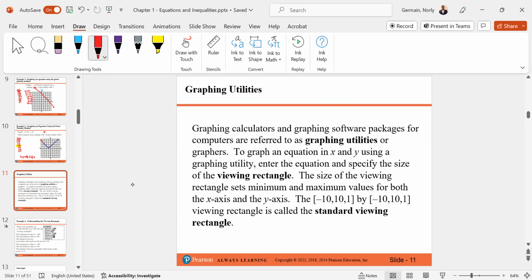The size of the viewing rectangle sets minimum and maximum values for both the x-axis and the y-axis. For example, if you take your TI-84, you can have some values in it like negative 10, 10, and 1. It means the first values describe the x values on the x-axis: what the minimum on the axis is, what the maximum is, and what the scale is. The second set is also for y. It helps you view what we call the standard viewing rectangle.